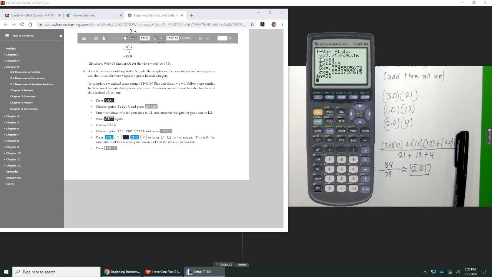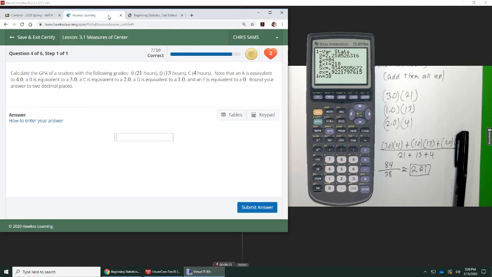okay, it gives us the average up here. So this is our X bar, the weighted average 2.21. So you can do it just as easily there as well. So you have both options to choose from. So here we want 2.21.